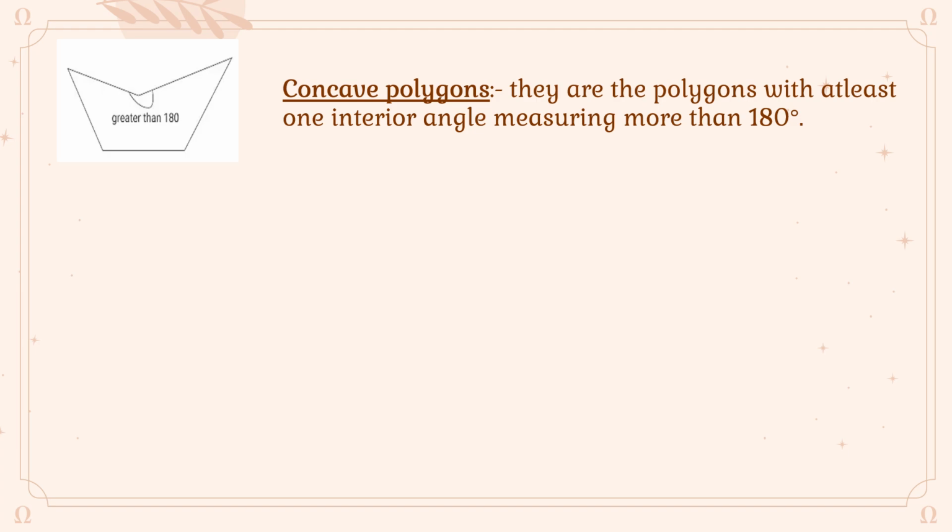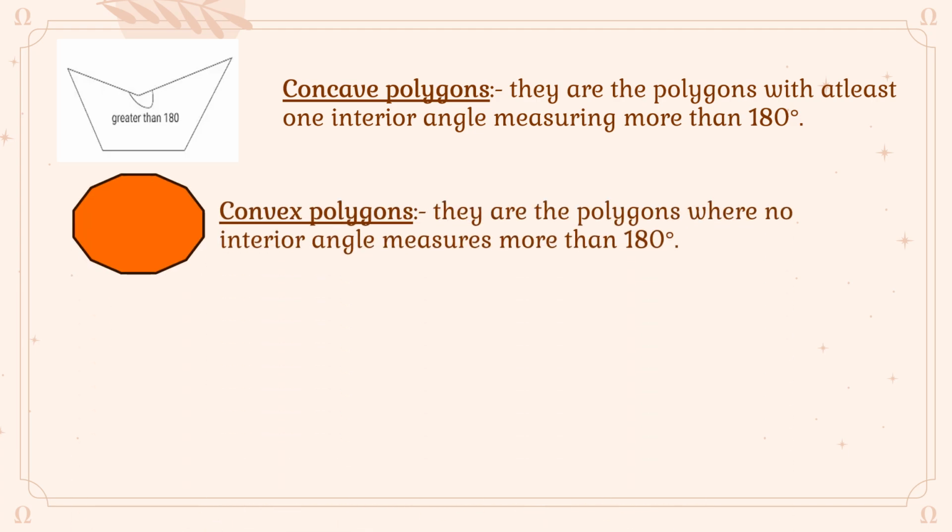There at least one interior angle of the given polygon is measuring greater than 180 degree. Only then it is said to be a concave polygon. Convex polygon is just the opposite to this. No interior angle of the polygon measures more than 180 degree. All the interior angles in a convex polygon are less than 180 degree. Please keep this in your mind. It's just the opposite to concave polygons.